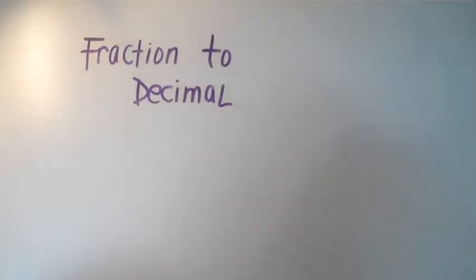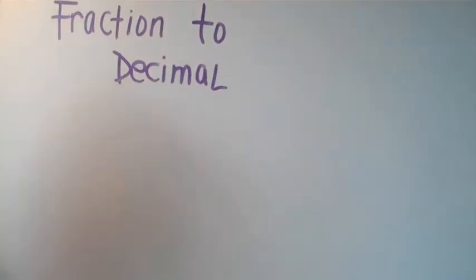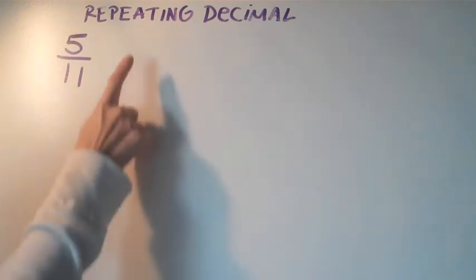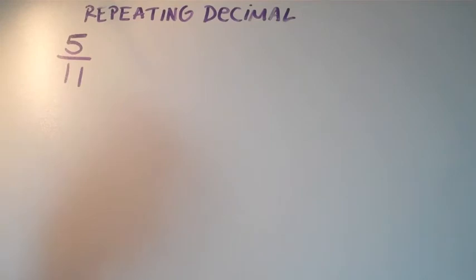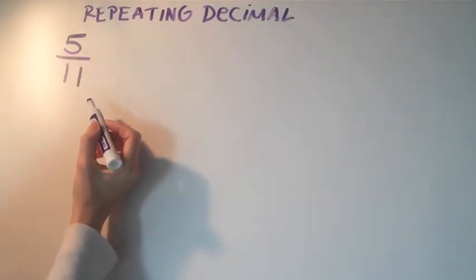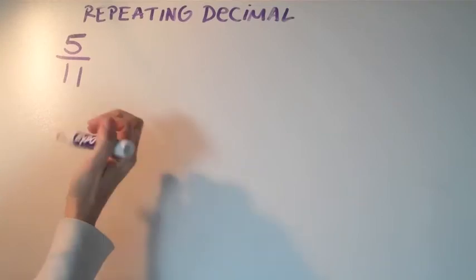Okay, so in this video we're going to talk about changing a fraction to a decimal. In our first example, the fraction is 5 over 11. And when we get our answer, you're going to notice that it is a repeating decimal, and I'll show you what I mean.